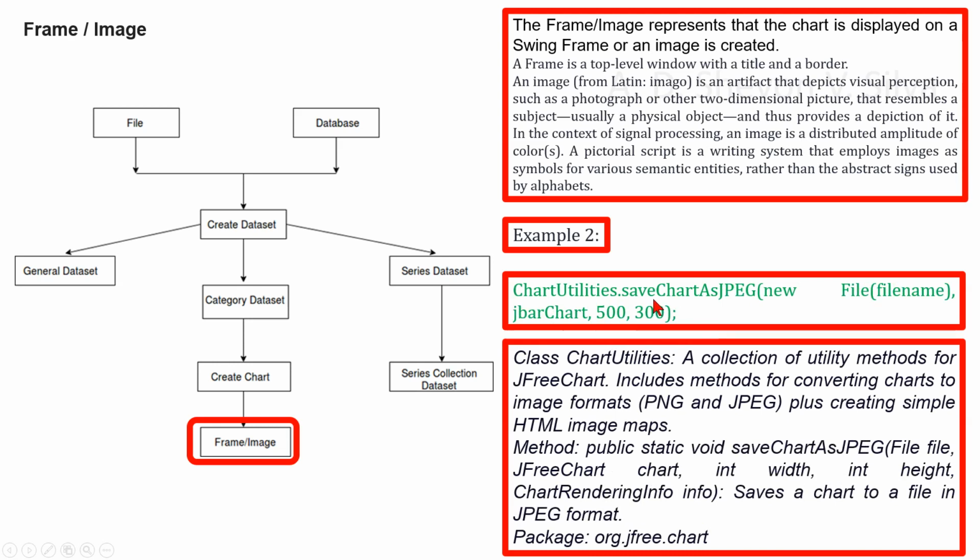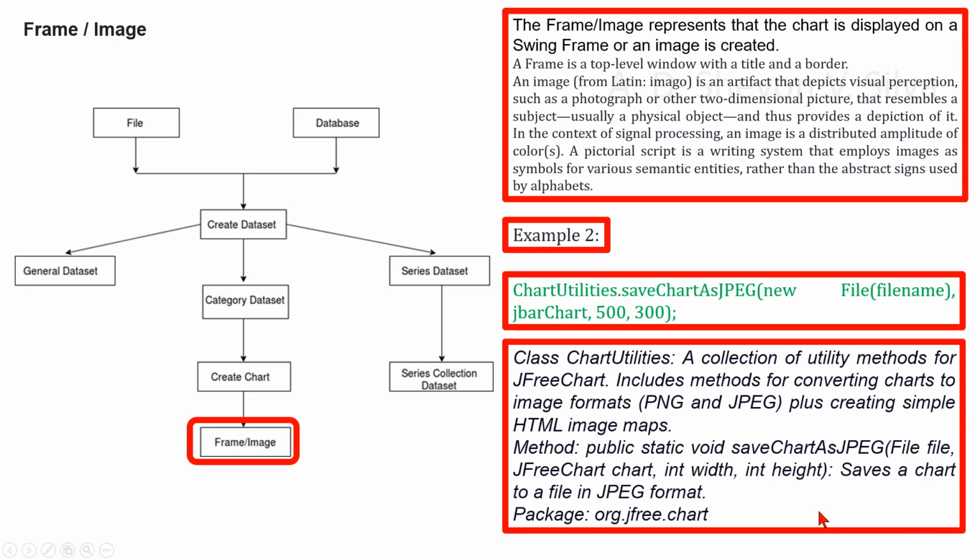Here the public static void save chart as JPEG file and JFreeChart chart int width and int height. Saves a chart to a file in JPEG format. Here this is the file null not permitted and chart null not permitted, the image width and the image height.